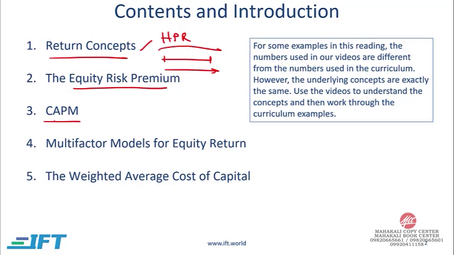We'll then talk about the capital asset pricing model, which is one of the simplest asset pricing models, and this involves beta, which is a measure of systematic risk, and it also involves the equity risk premium. We'll then talk about multi-factor models for equity return. So rather than just relying on one factor, which is the equity risk premium, and the beta, which is the sensitivity of a given asset to the risk premium, we will also talk about other factors that can impact an asset price. And the final segment of this reading is about the weighted average cost of capital.